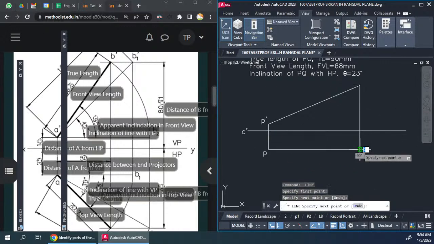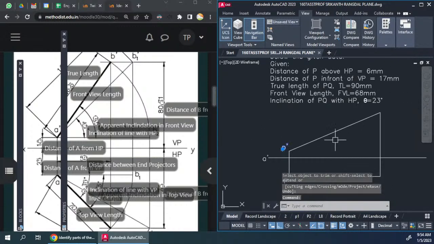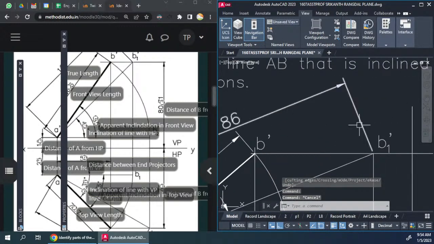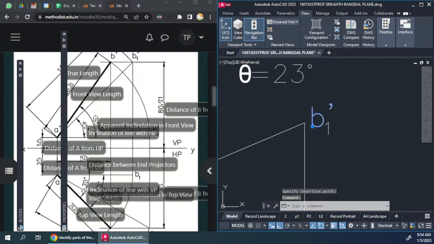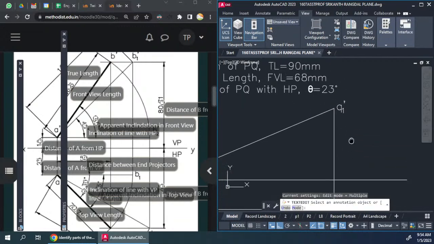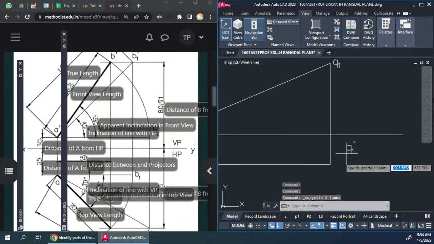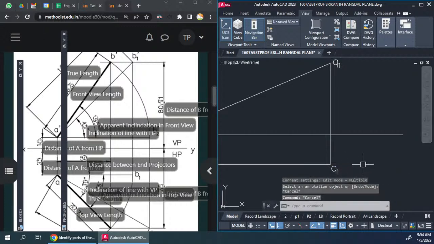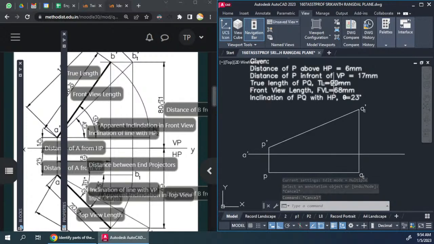and then I need to turn on the ortho mode, come down here, then draw a horizontal line from here. Okay, so that gives me the other point. So what is the other point? That is b1 dash. Right, so here the line name is PQ, so it's got to be q1 dash. And this lower point is the top view of q1 dash, so it's going to be just q1. So this we were able to draw. Fine, so this data, true length and the angle with HP, we have utilized.